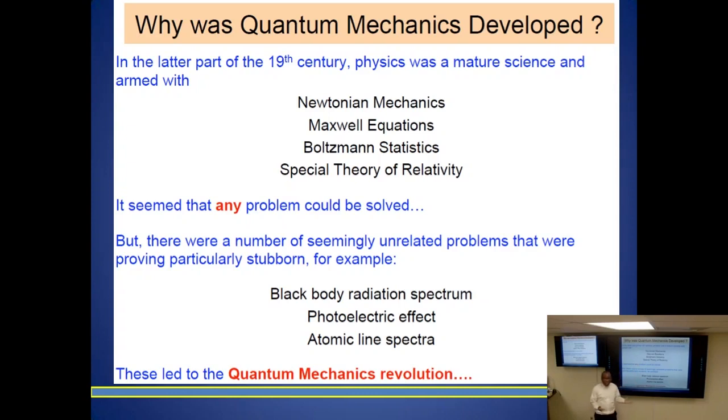Because then we started getting experimental results that could not be explained by this theory. There were a number of seemingly unrelated problems that proved particularly stubborn. For example, black body radiation. The photoelectric effect couldn't be explained. And if you think it was easy to explain, well, Einstein did it in 1905 and got the Nobel Prize for it. That tells you it wasn't easy. That's what he got the Nobel Prize for. So that's the photoelectric effect.